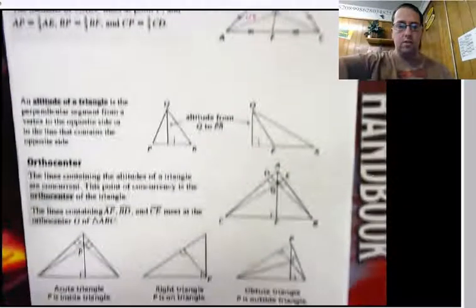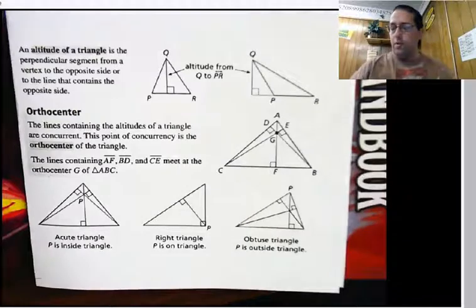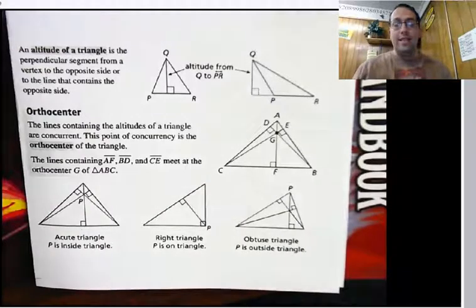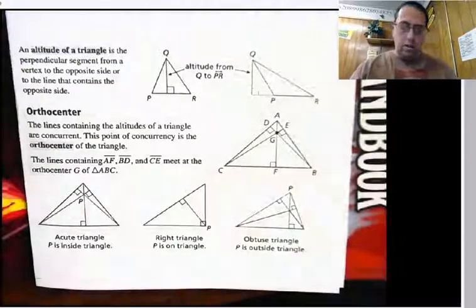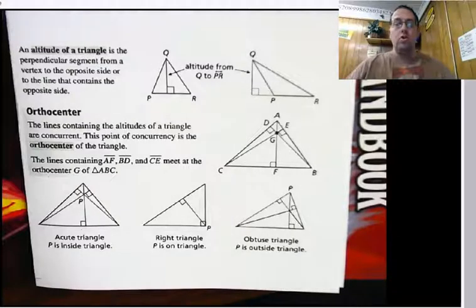Let's take a look at altitudes. Okay, so hopefully you remember what altitudes are. You've talked about these before in earlier classes. Altitude is the height, right? Now, this is more technical than that. So altitude is a perpendicular segment from a vertex to the line that contains the opposite side.